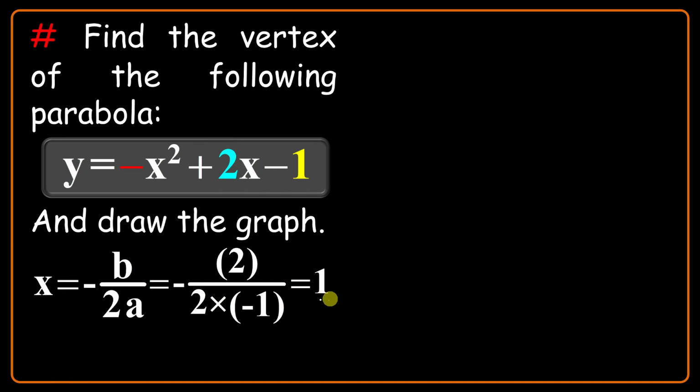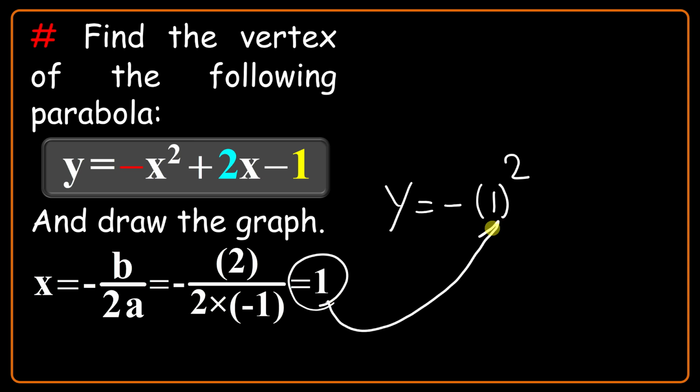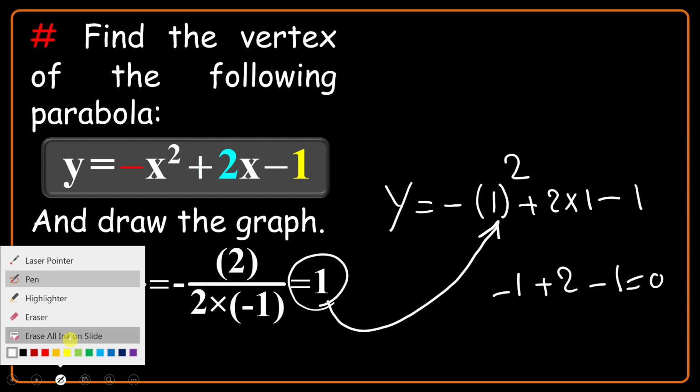One easy approach is substituting this value in the equation. So the y value for the vertex will be -x squared, this one, and then plus 2 times 1 minus 1. Okay, here I have -1 plus 2 minus 1. The answer is 0. So seems that the y value is 0.